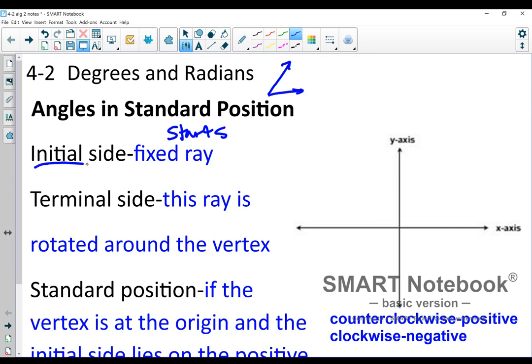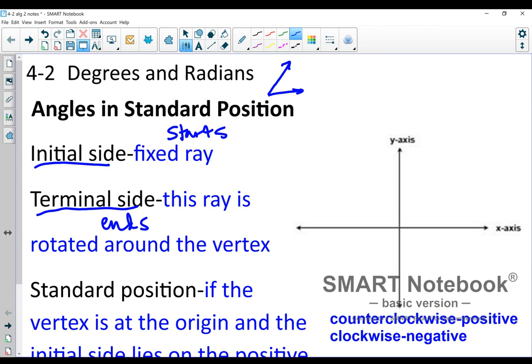So your initial side is the fixed ray. That's where your angle starts. And then terminal is going to be the ray that's rotated around our vertex. That's going to be where the angle ends. So it starts at your initial side and it ends at your terminal side.